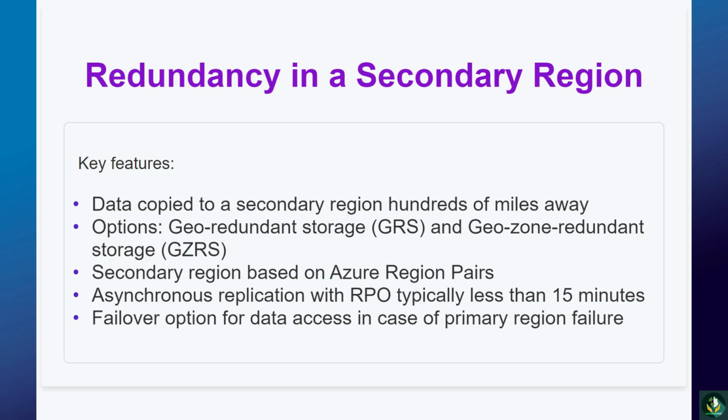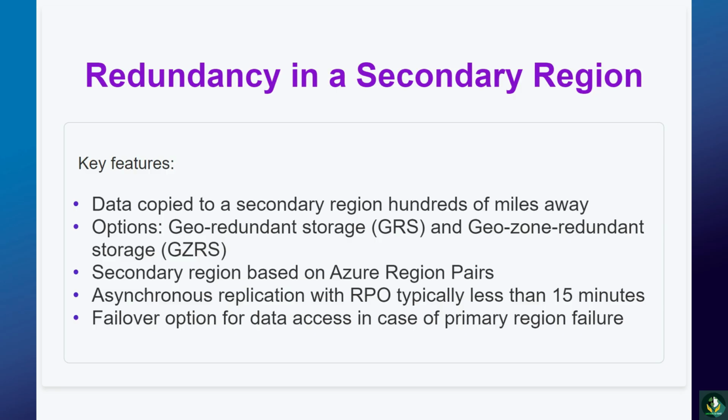However, in the event that the primary region becomes unavailable, Azure Storage provides a failover option. When initiated, this failover process transitions the secondary region into the role of the primary region, restoring full read and write access to your data. It's crucial to understand that data replication to the secondary region occurs asynchronously. This means that in the event of a failure affecting the primary region, there's a potential for data loss if the primary region cannot be recovered.